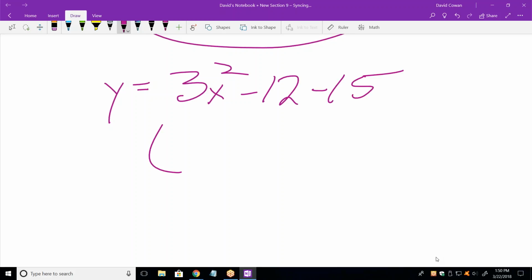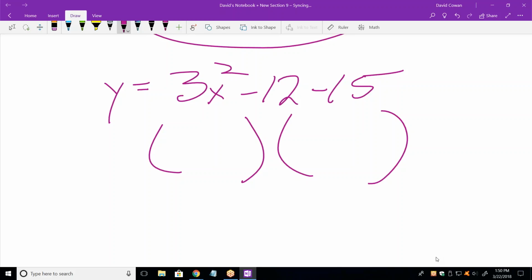Factor that. Now, understand that this is much harder. Most of the problems they're going to test you on are going to have a 1 in front of that x squared. And those will be easy. Just use the method we just went through, okay?